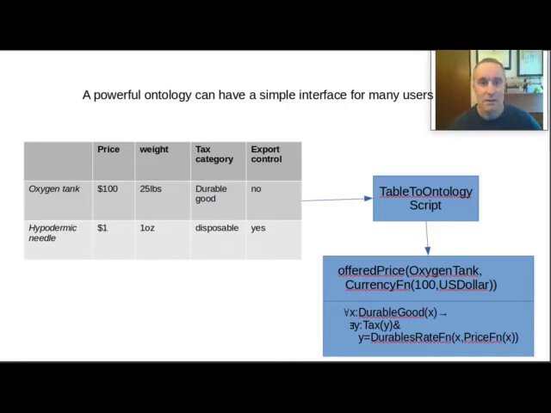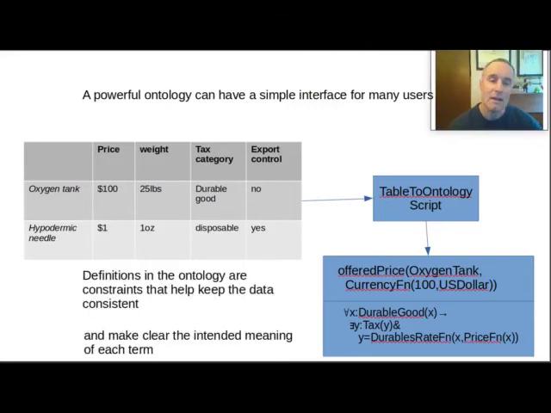Now, in such a simple table-based interface, those users that are just dealing with tables don't have access to these constraints, but the constraints can still help them. They can still be there to read as a data dictionary. They can also provide integrity constraints on the data that's being created in this simple format. So the definitions in the ontology are constraints that help keep the data consistent. They're suitable for data hygiene or data cleaning applications, or different sorts of names for this sort of function. And they also function as a data dictionary.